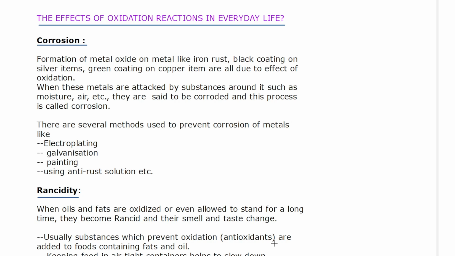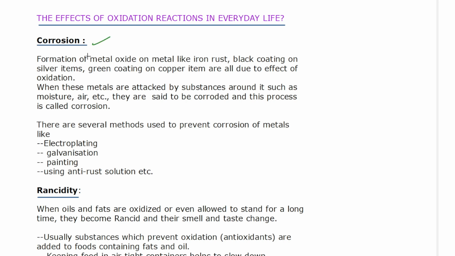Hello, my dear students. We have come towards the last part of this chapter, that is corrosion and rancidity. In the previous class, we have learned about the oxidation and reduction reactions. But where do we find the effect of this oxidation reaction in our everyday life? Let's see here. First, let us learn about the corrosion process.